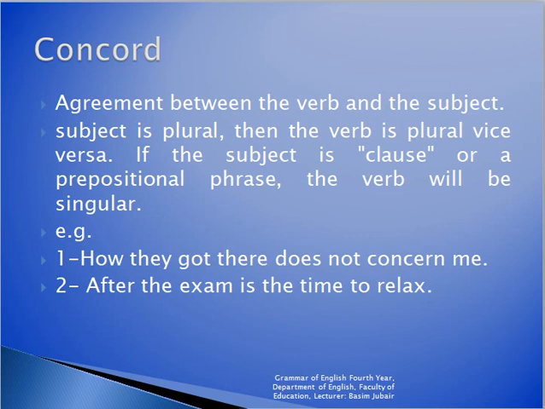One, how they got there does not concern me. So here, how they got there is a clause which fills the position of the subject. So, as we said, if we have a clause, then it must take a singular verb. Here, does not concern me. This is the object.